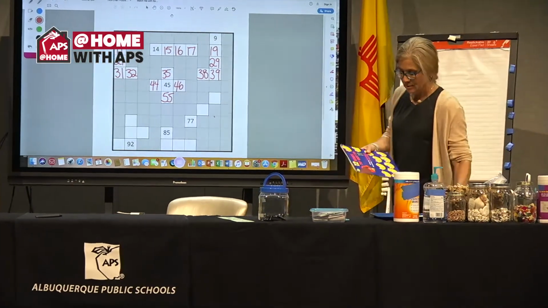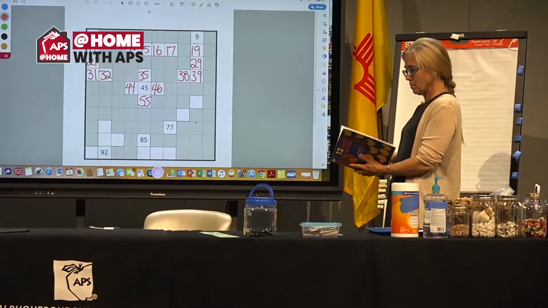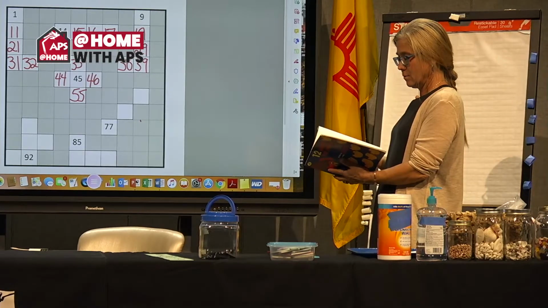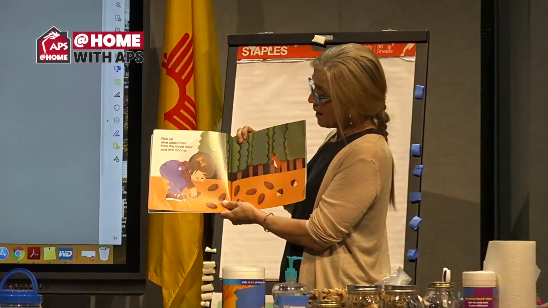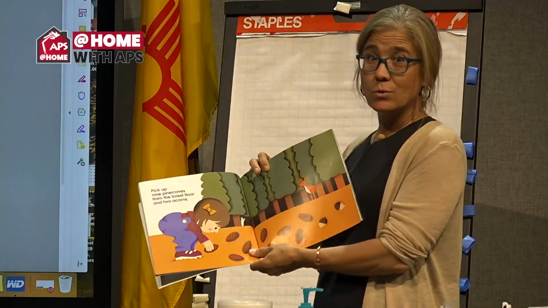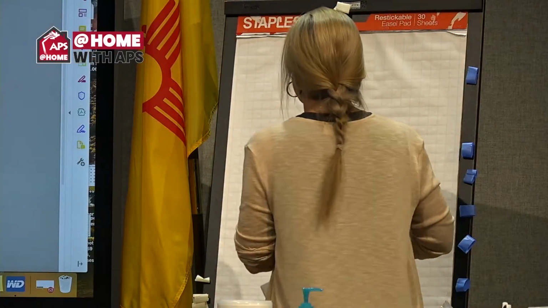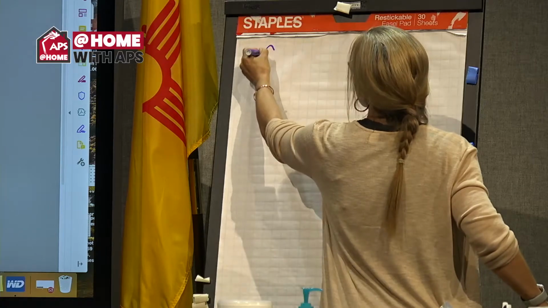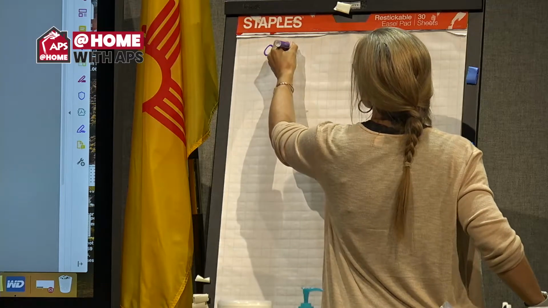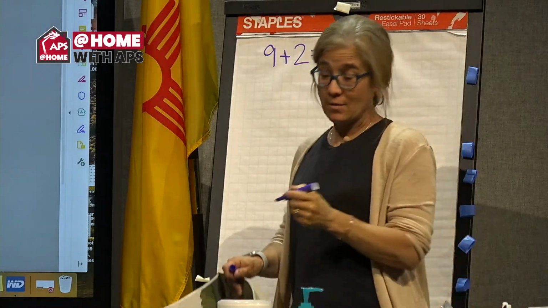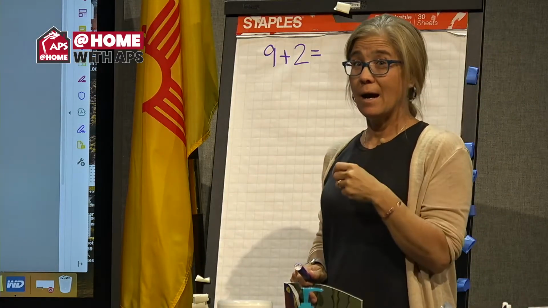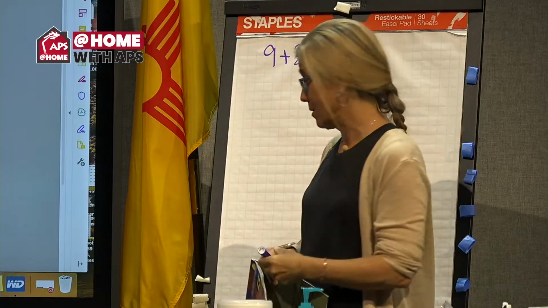All right. So our first picture, when we were trying to find 11, was 9 pine cones and 2 acorns. So 9 plus 2 equals, and we figured out that did equal 11, right? 9, 10, 11.